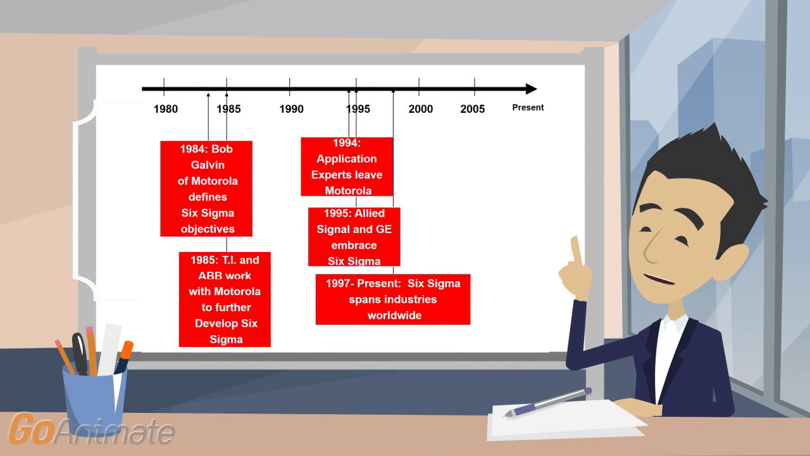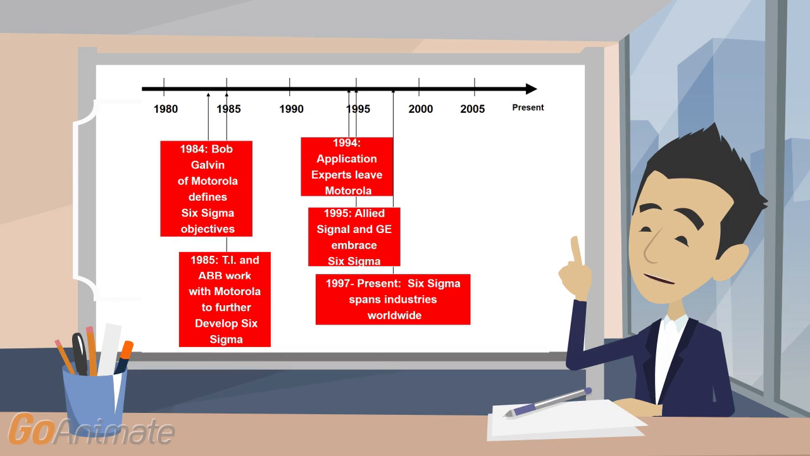Let's briefly examine the history of Six Sigma. In 1984, Bob Galvin of Motorola identified the objectives of Six Sigma. They were 10x levels of improvement in service and quality by 1989, 100x improvement by 1991, Six Sigma capability by 1992. Bill Smith, an engineer from Motorola, is the person generally credited as the father of Six Sigma.